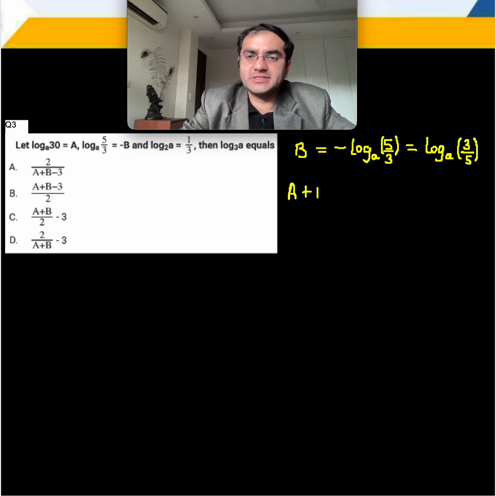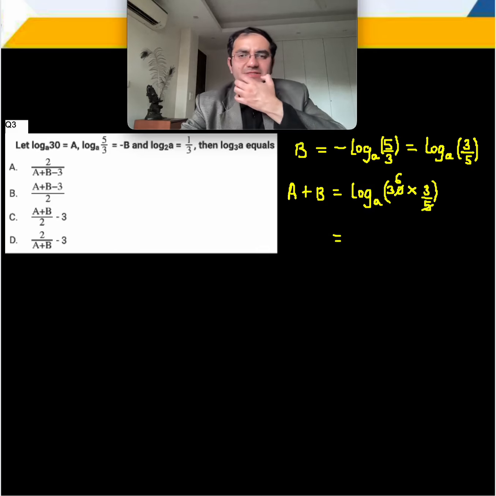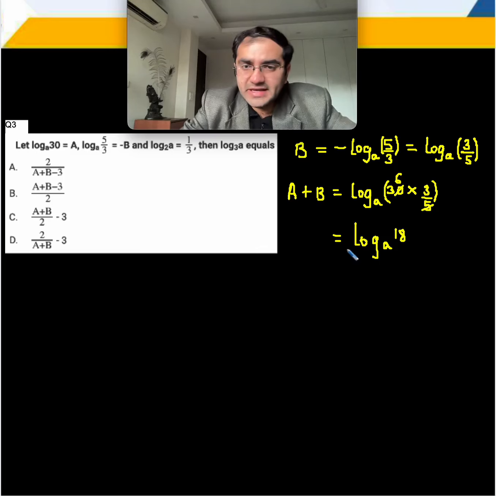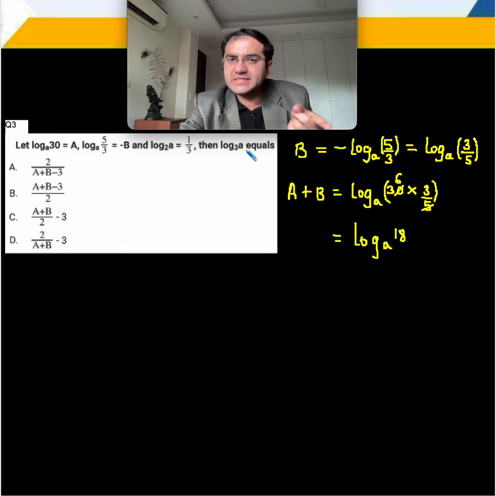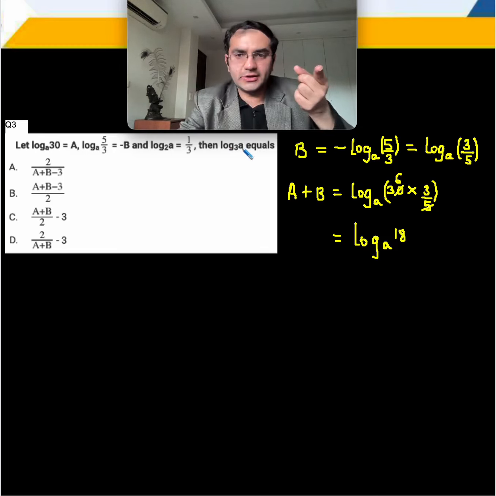Now let me get A plus B. If I add them up, both have base a. Capital A has a small base a, and capital B also has a small base a. So the arguments will now get multiplied: 30 into 3 by 5. And that basically becomes log 18 base a. Now I notice that I have log 18 base a, but I need log a base 3. Do you notice that the small a is actually in the argument?